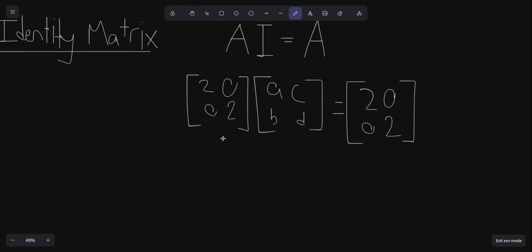So let's do the matrix multiplication. So I have 2 times A, which is just 2A, and then 0 times C is just 0. And then now I'm going to move on to the first row and second column. So 2 times B is going to be 2B, and 0 times D is just 0. And then now I'm going to move on to the bottom here. So 0 times A is 0, and 2 times C is 2C. Or, yeah, 0 times B is 0, and then 2 times D is 2D.